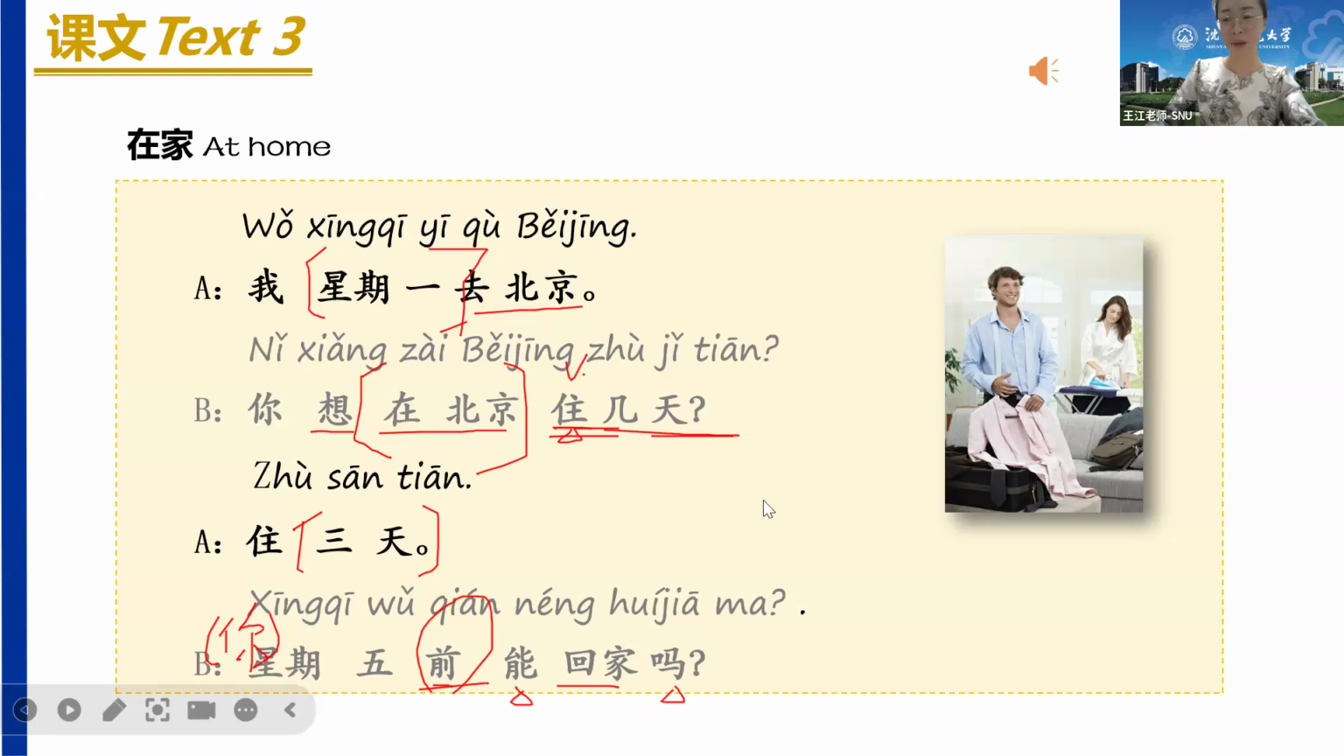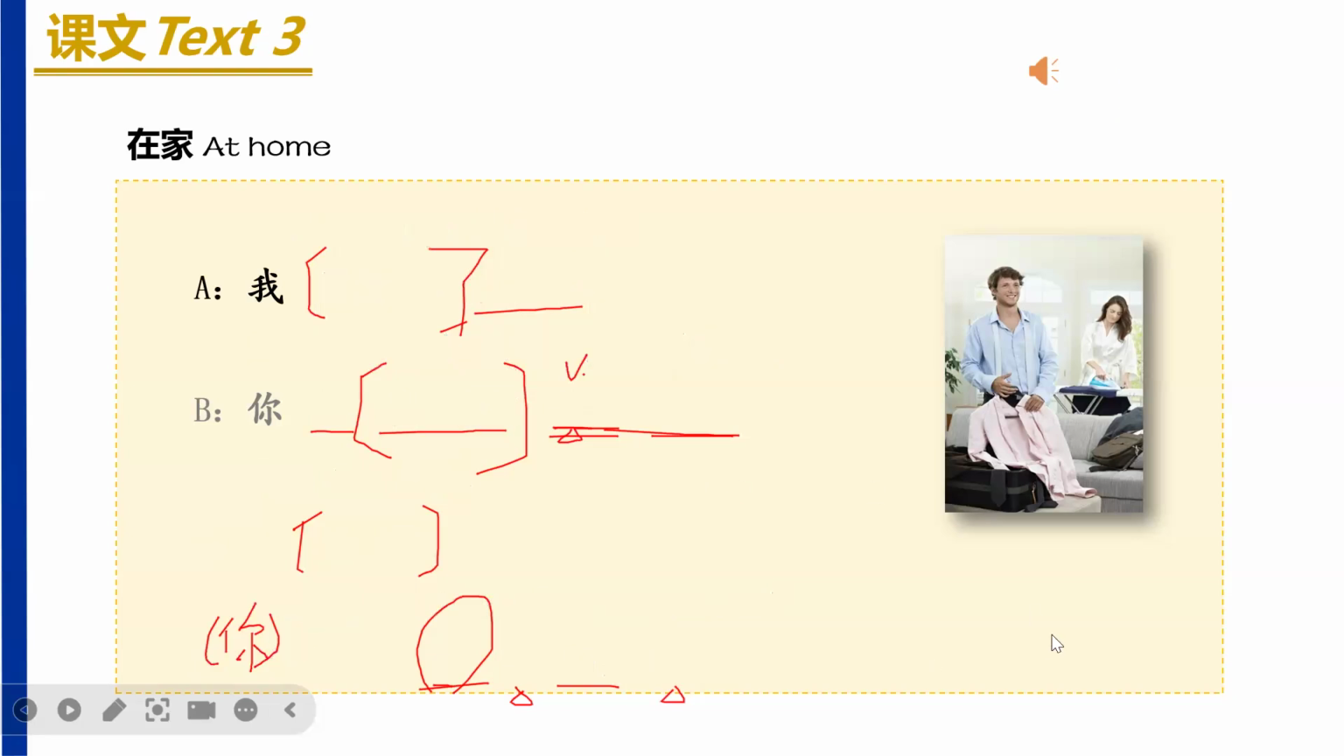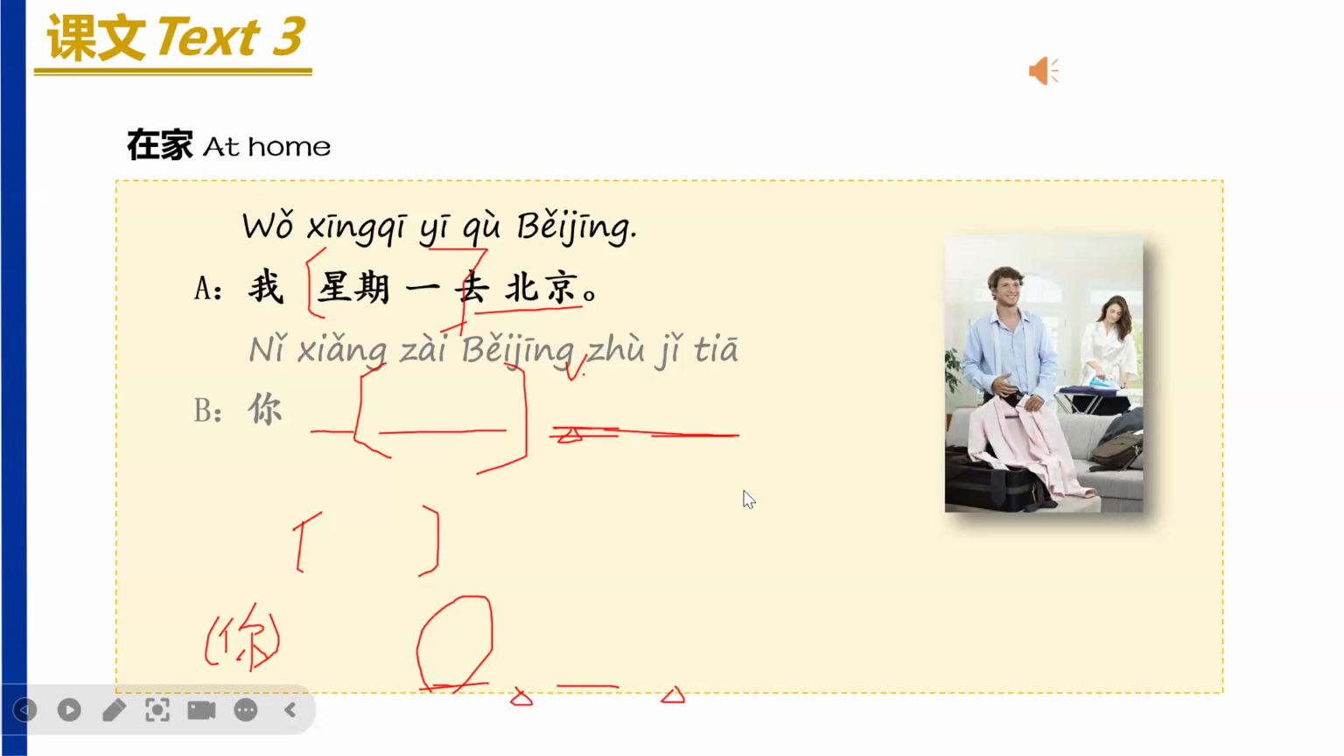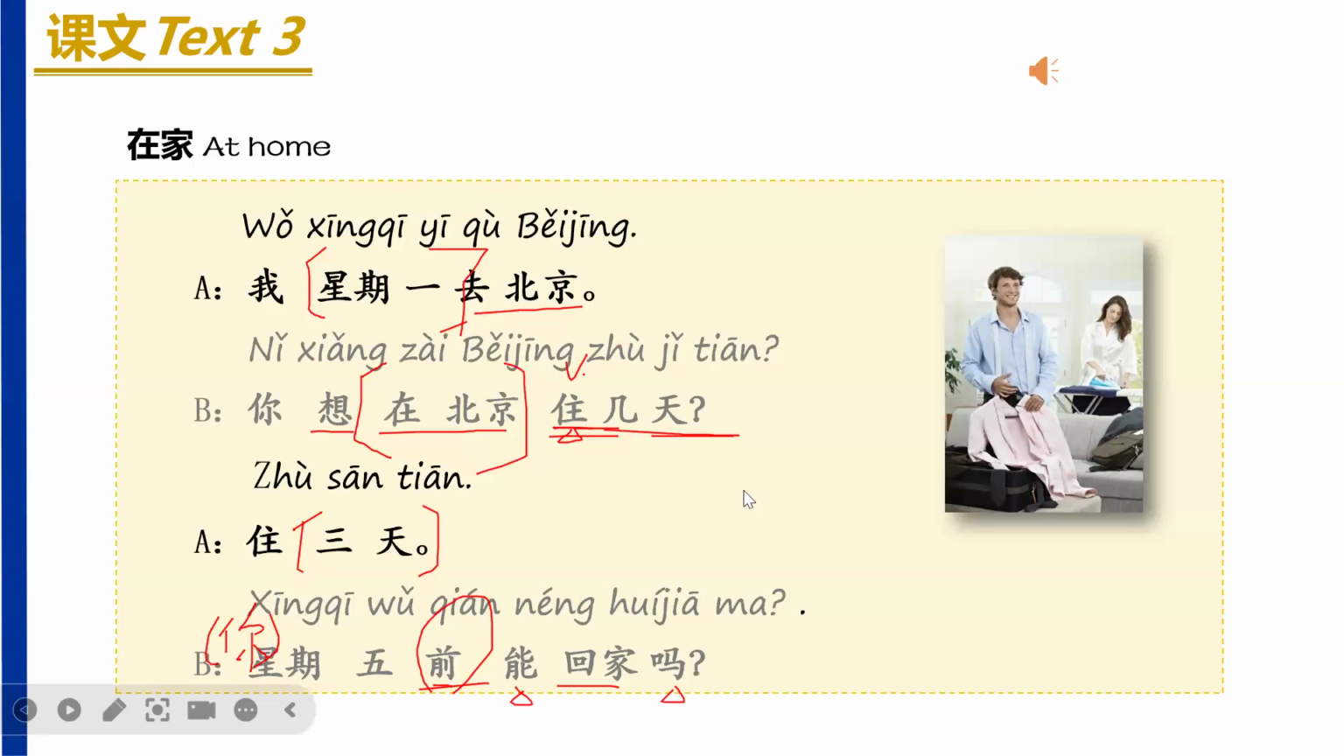Halima, you are A, and Mariam Siddiq, you are B. Make the dialogue of text 3 again, please. 我星期一去北京。Okay, Sabra Javid, you are B. 你想在北京住几天？住3天。星期五前能回家吗？能。Very good.